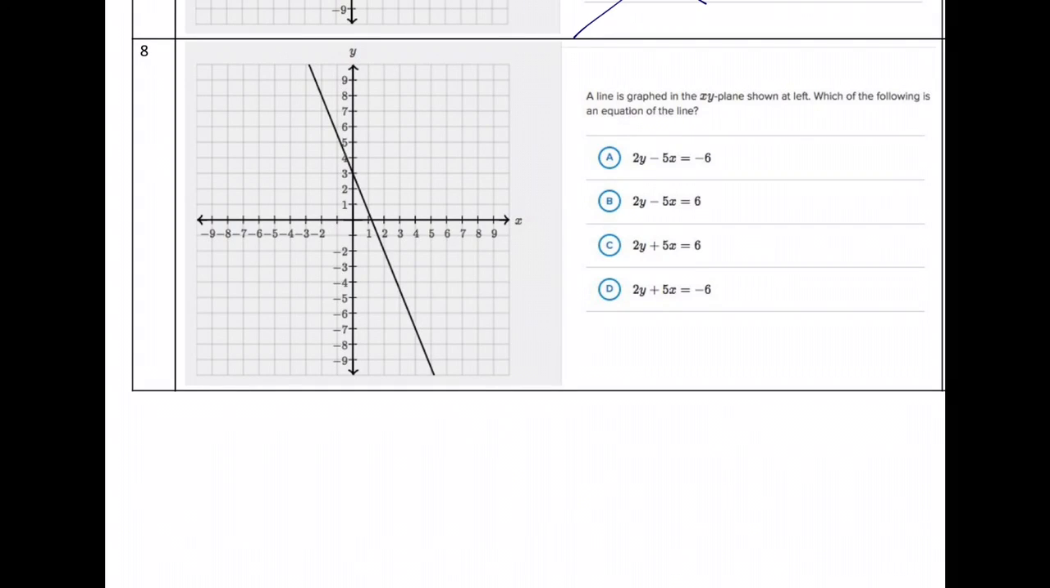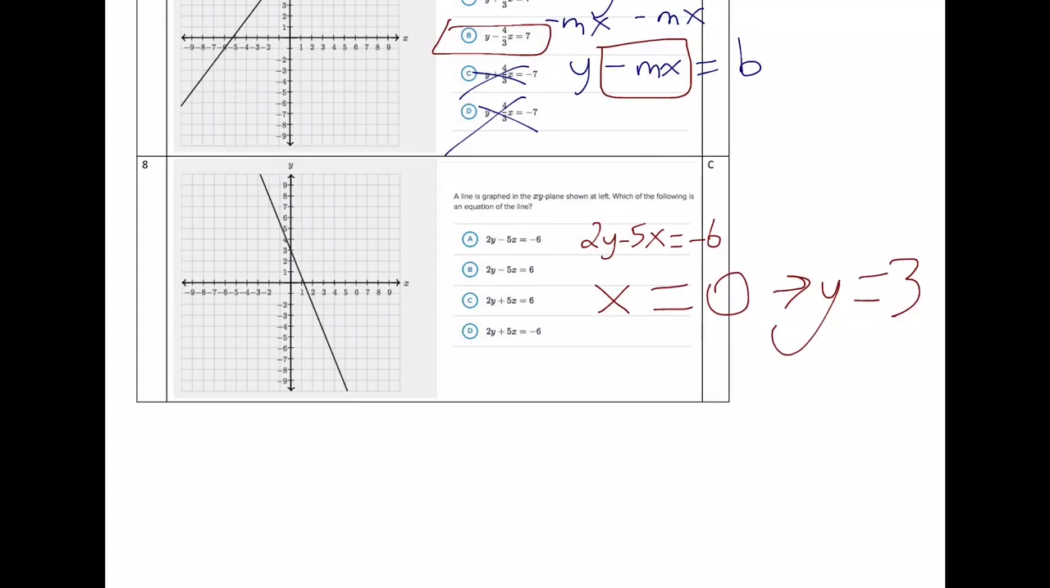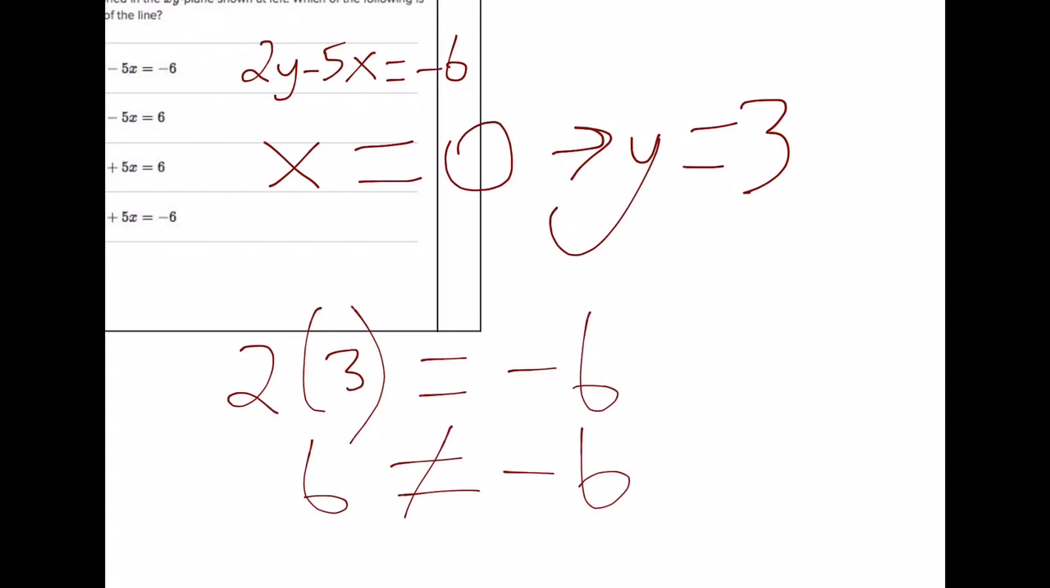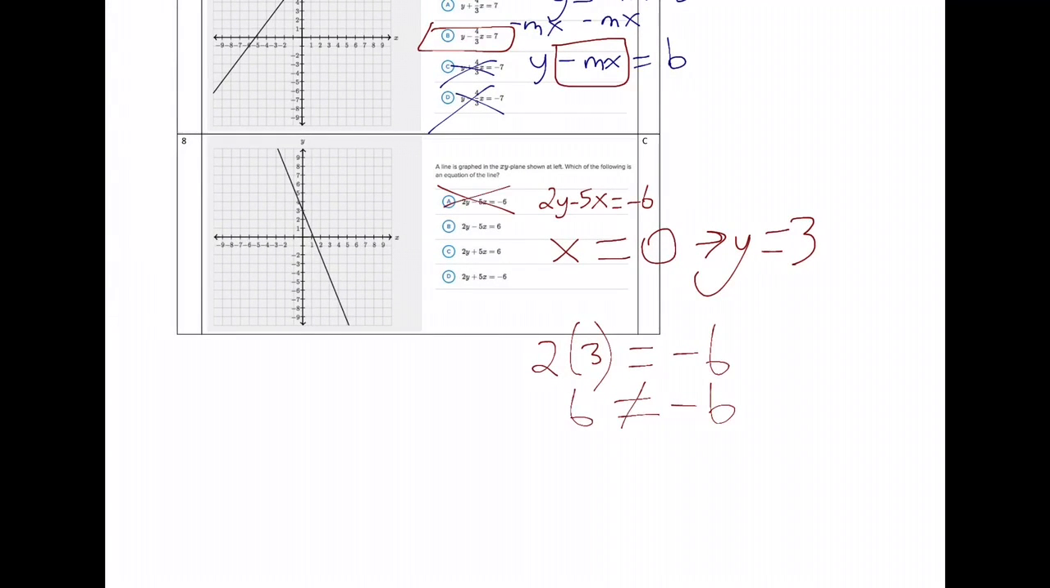Number 8, a line is graphed in the xy plane shown at left. Which of the following is an equation of the line? Let's begin this problem by identifying that our y-intercept is 3, which means if x is 0, then y is 3. So I can take one of these equations, let's choose A, and plug in 0 for x, and see if y equals 3 makes the equation true. So 2 times 3 minus 0 is equal to 6, and 6 is in fact not equal to -6. That's why A is incorrect.